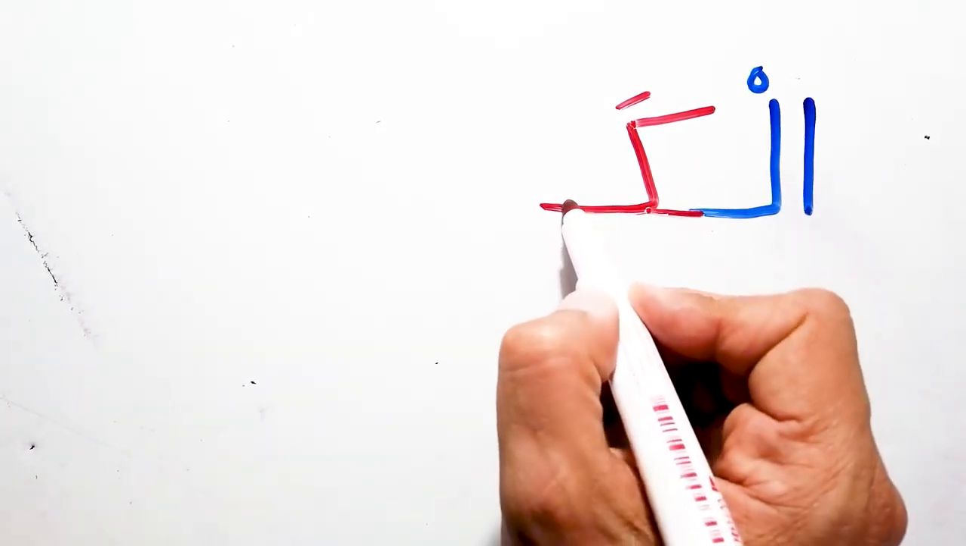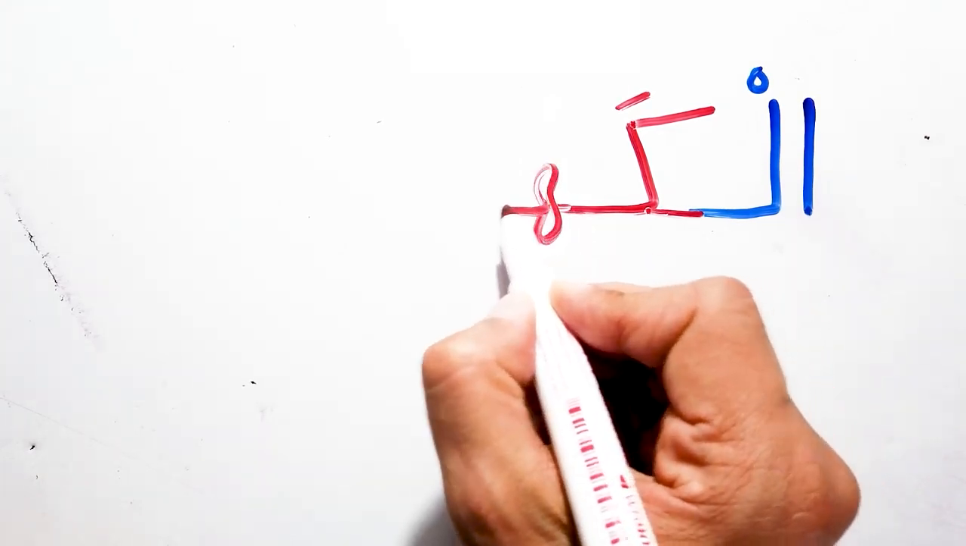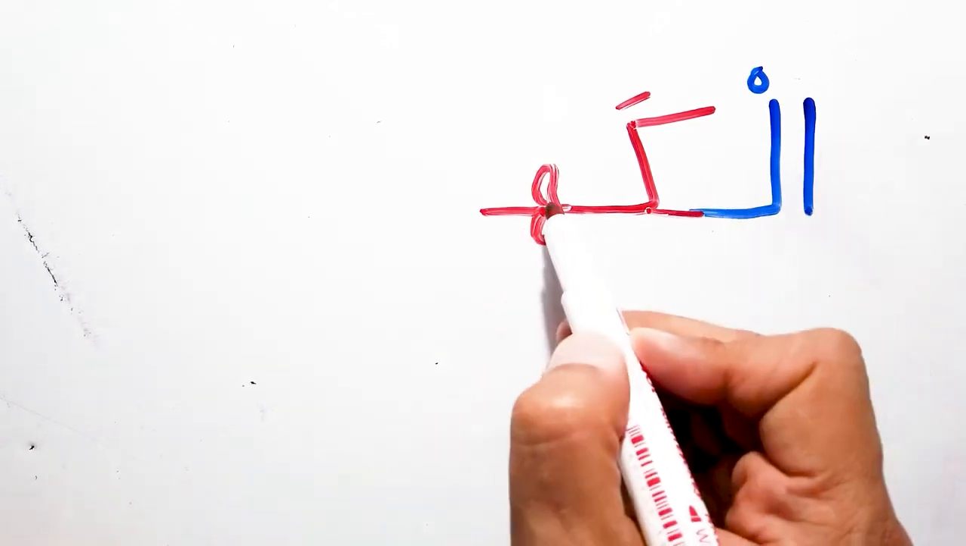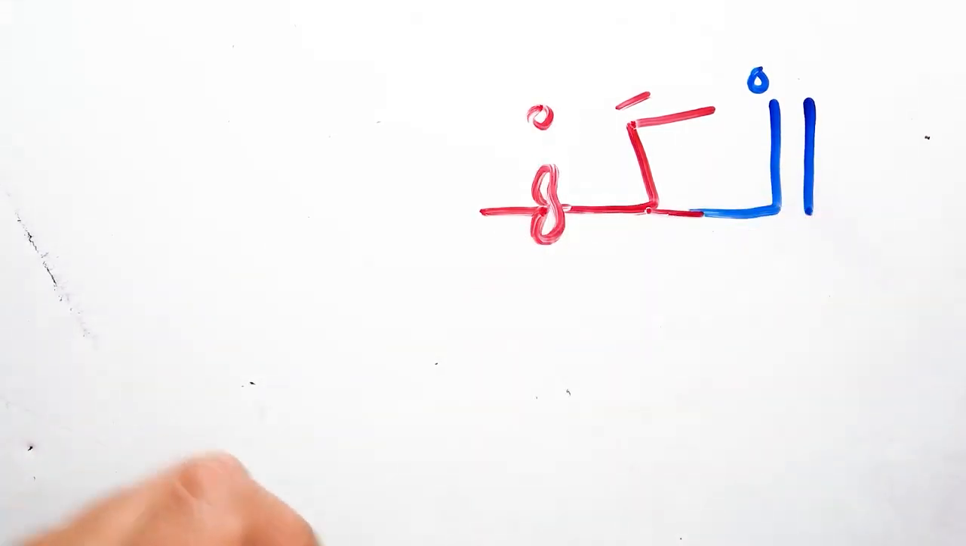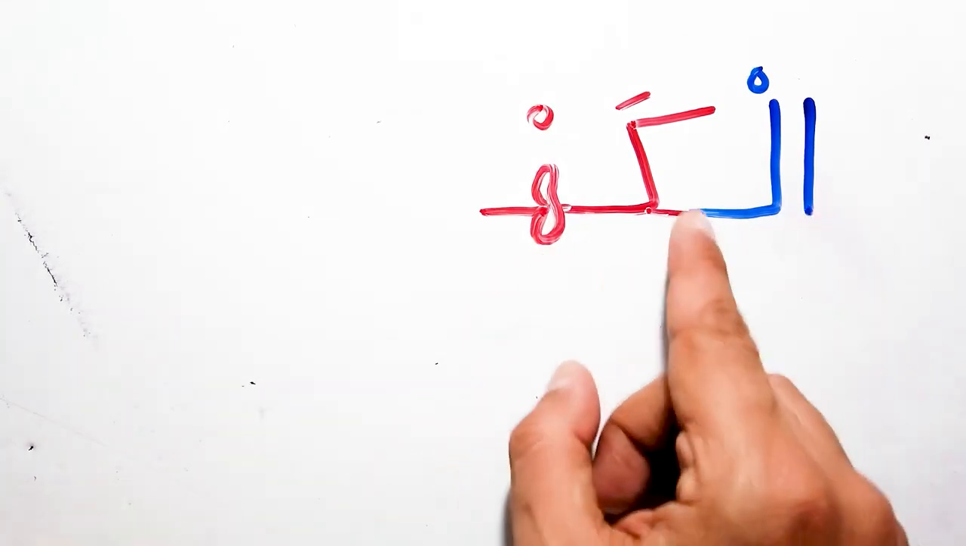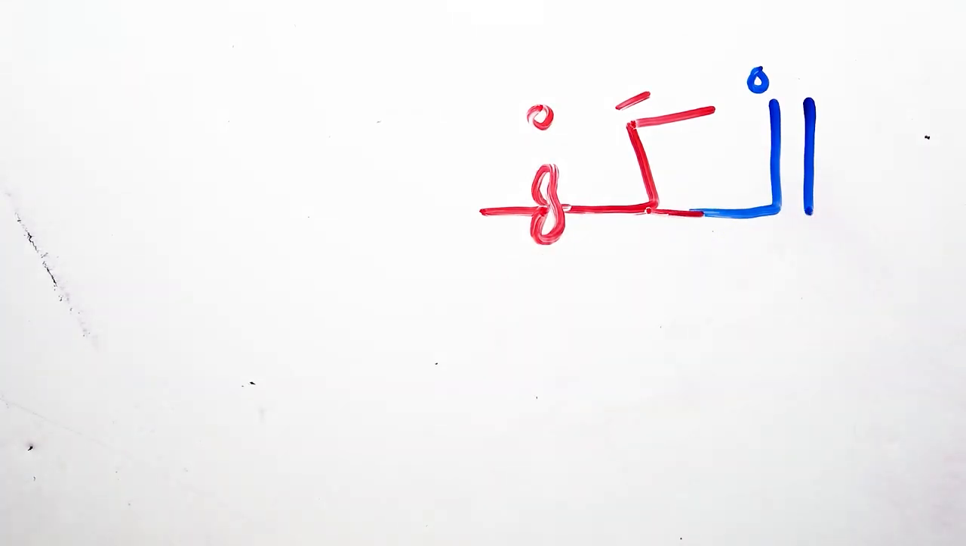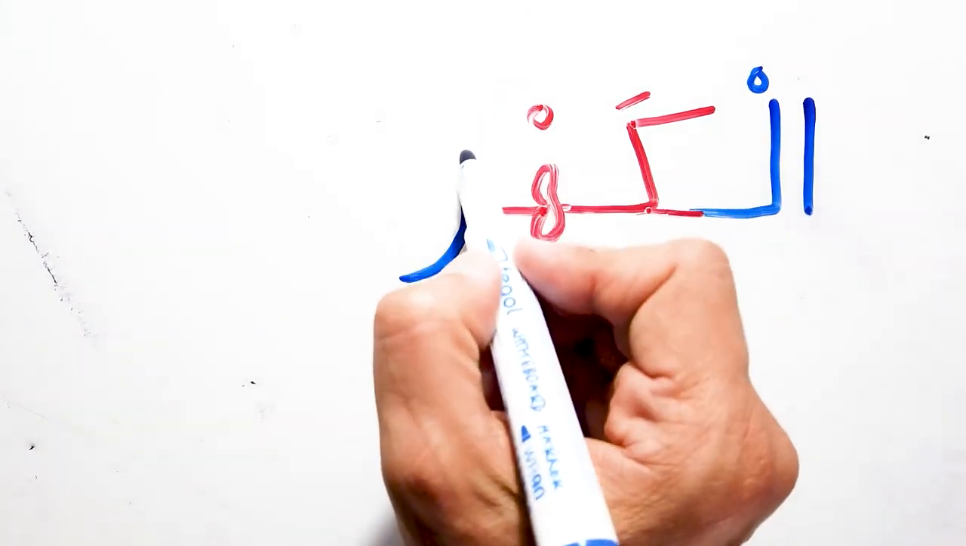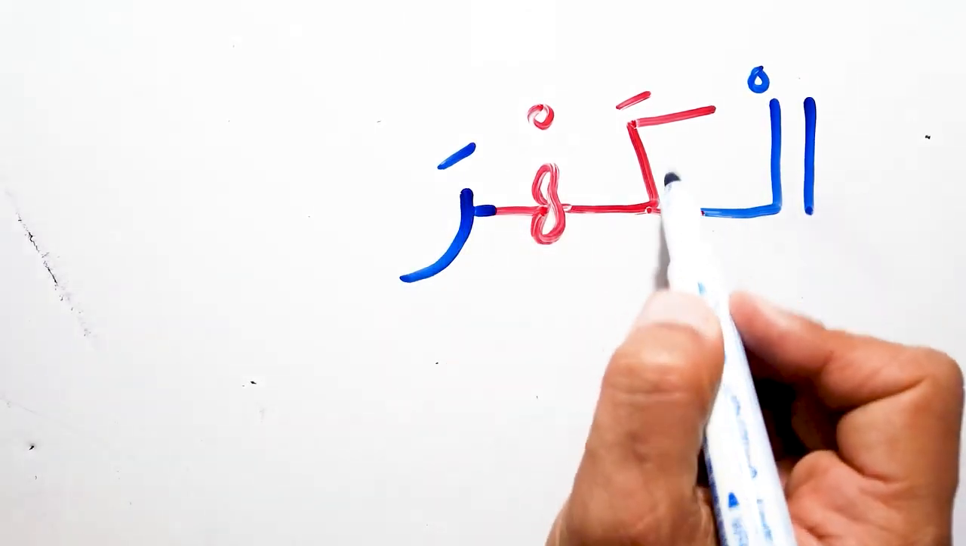Kah. We have the sound of H. This letter sounds like H, but I say al-kah. I pause here, so I have sukun. Al-kah. Ra. Again, we have ra, the sound of R with fatha. Ra. Al-kahra.